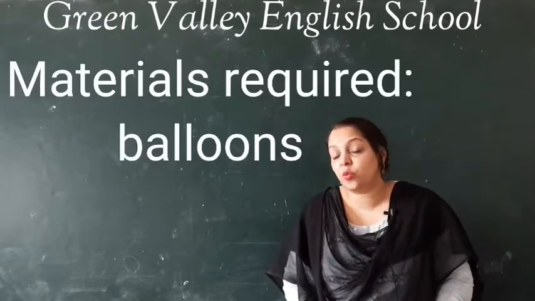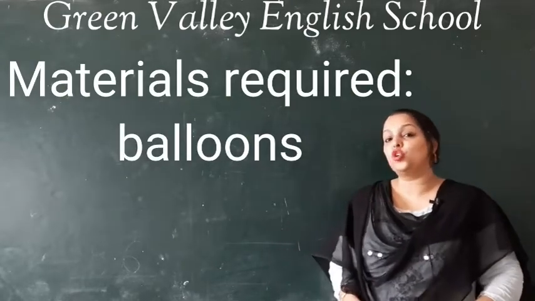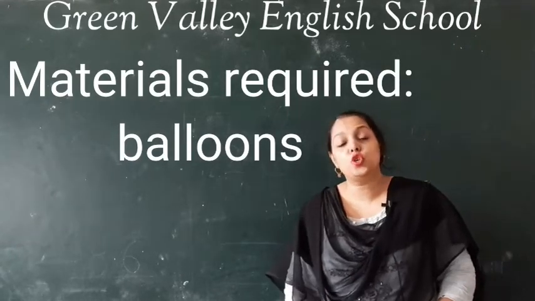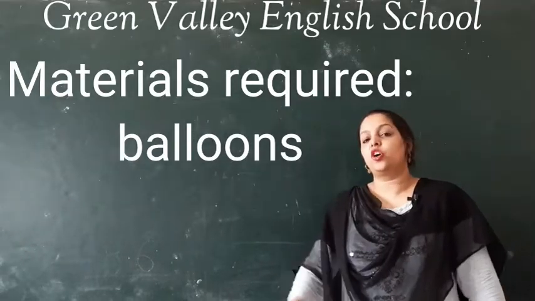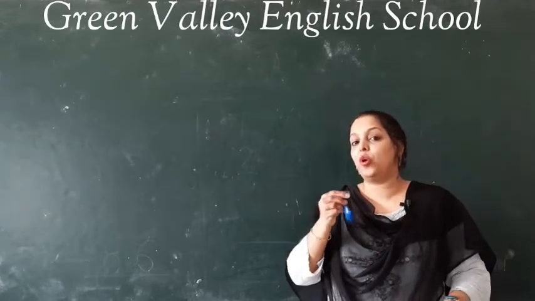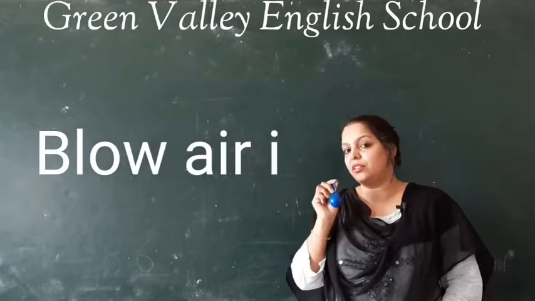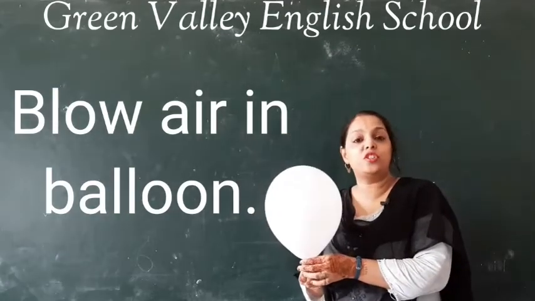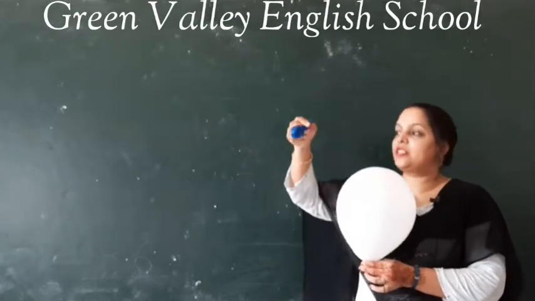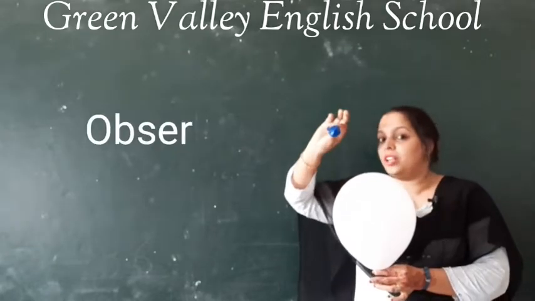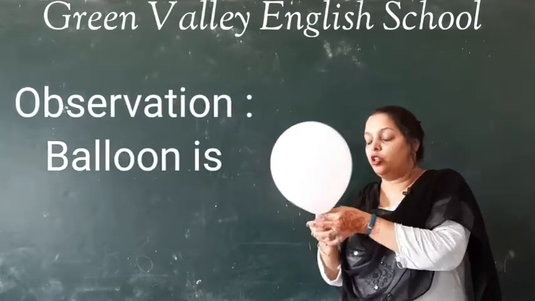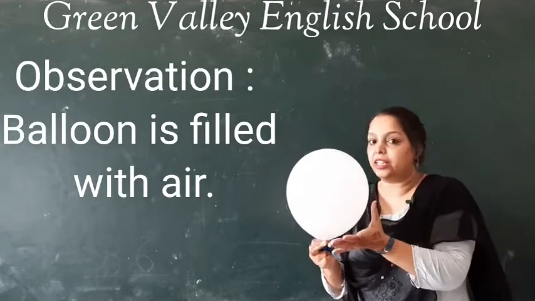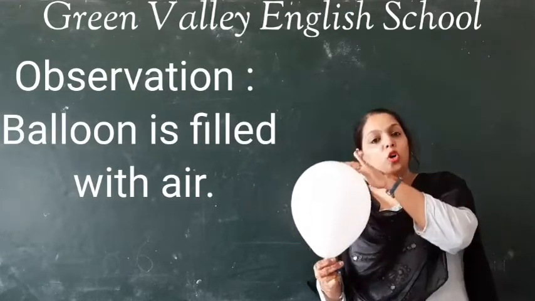And what are the materials required for it? Balloon. The materials required for this experiment is balloons. You are going to take the balloon and blow air. Then your balloon will be filled. What can you see? Your balloon first was like this, very small, and when you have filled air, your balloon becomes bigger. It looks either round shape or oval shape.